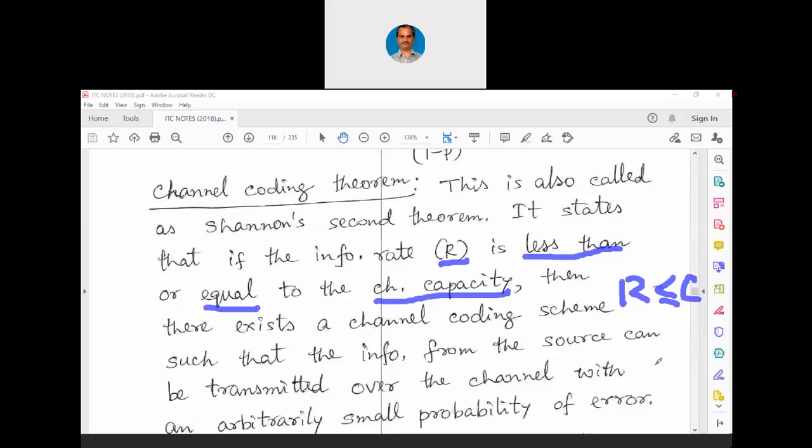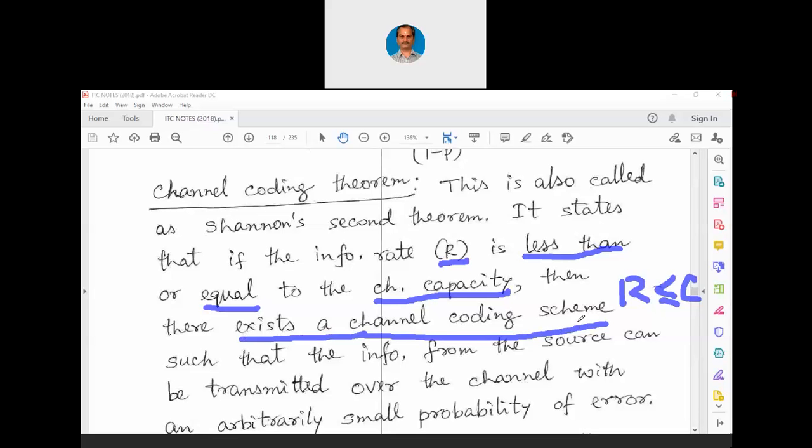Now Shannon says, even if R is less than or equal to C, errors can still happen in the channel, because the channel will always be noisy. But if R is less than or equal to C, then a channel coding scheme can exist. What is a channel coding scheme? We are introducing additional bits into the source information such that these bits will be utilized at the destination for detecting and correcting the error.